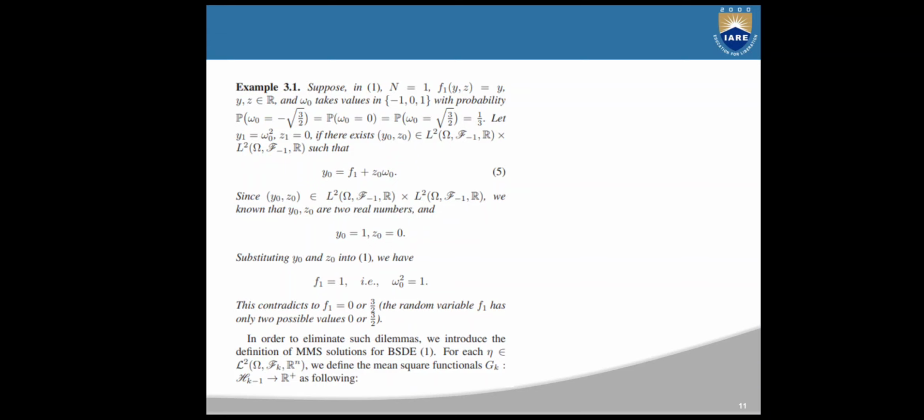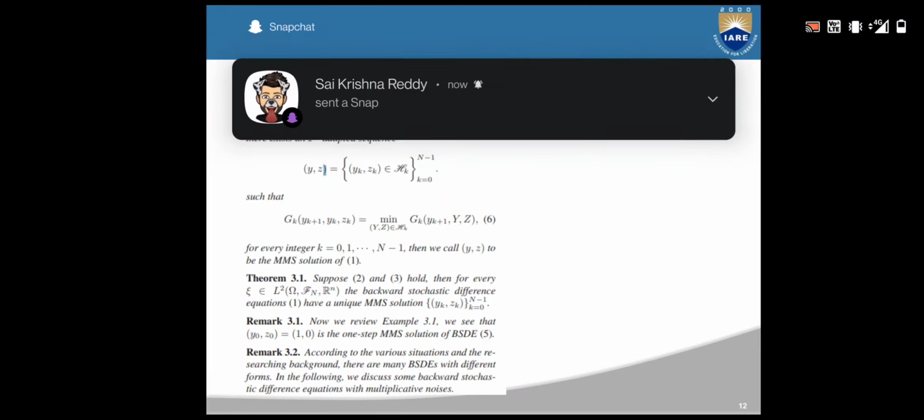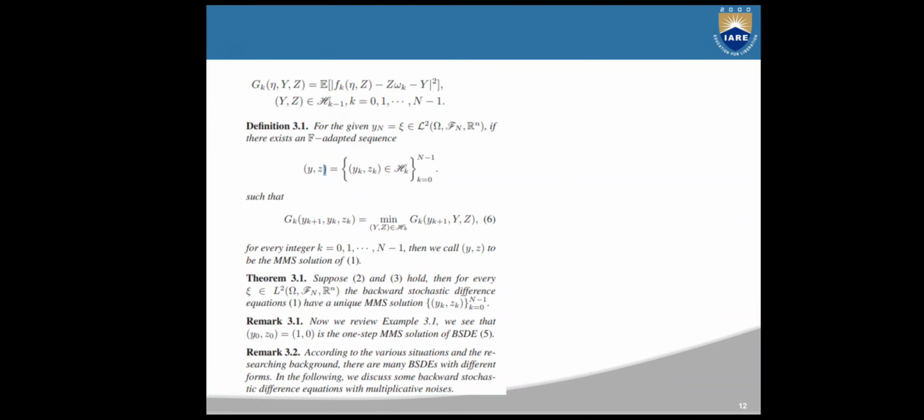In order to estimate such dilemmas, we introduce the definition of MMS solutions for BSDs. For each n belonging to L square, we define the mean square functions gk as follows. Suppose 2 and 3 hold, then for every backward stochastic difference equation one has a unique MMS solution. Now we review example 3.1.